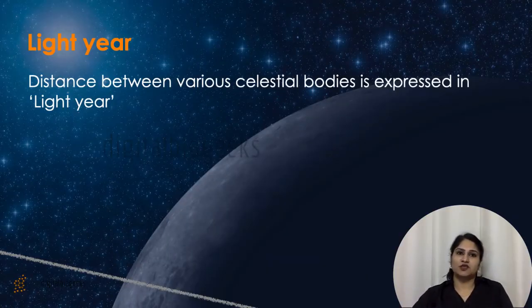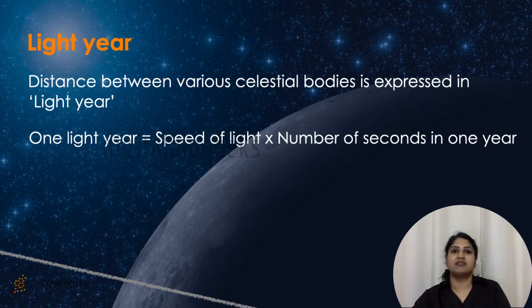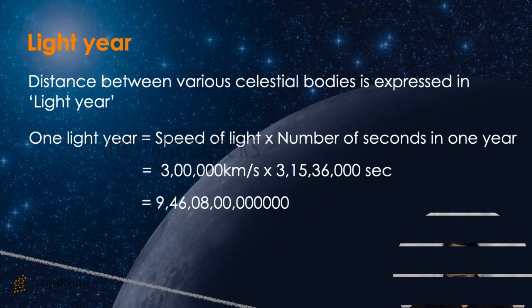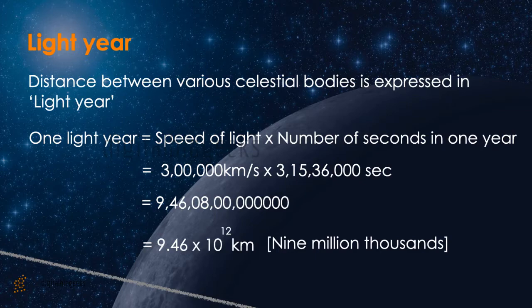The distance between various celestial bodies is expressed in terms of light years. Light year is the total distance traveled by the light in 1 year. This light year can be determined in terms of kilometers. 1 light year is equal to speed of light into number of seconds in 1 year. That results in 9.46 into 10 to the power of 12 kilometers.